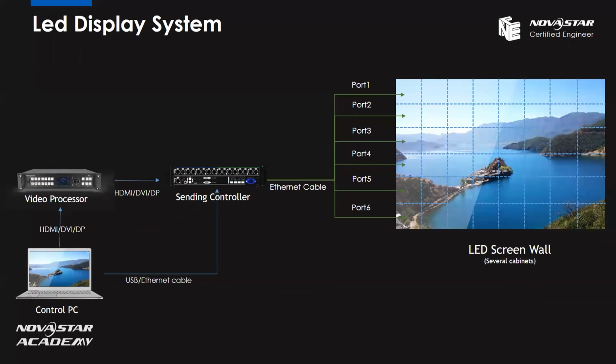So this time, the basic structure should be like this. The video source comes from the control computer and goes to the video processor first. Then the video processor needs to deal with the video source before providing it to the sending controller, such as the scaling function or some other functions. For the other parts of the basic structure, they are totally the same.